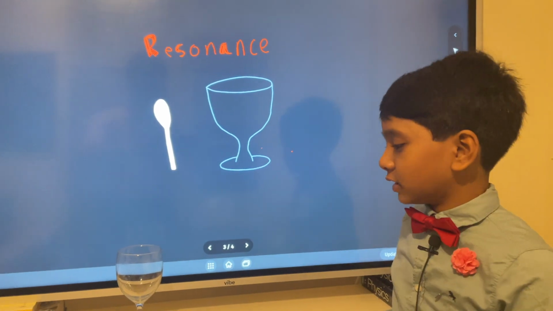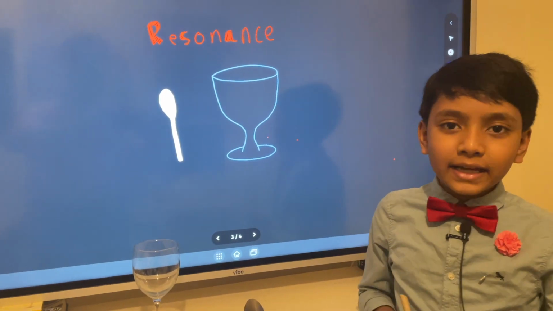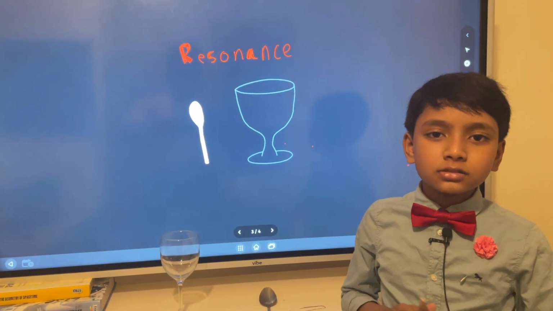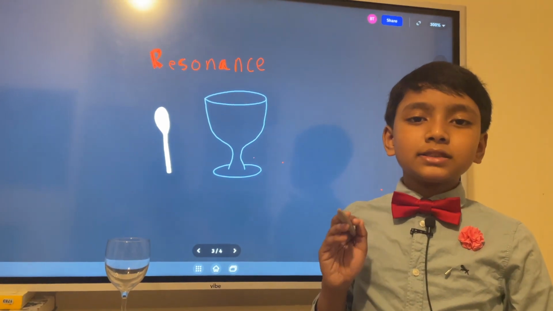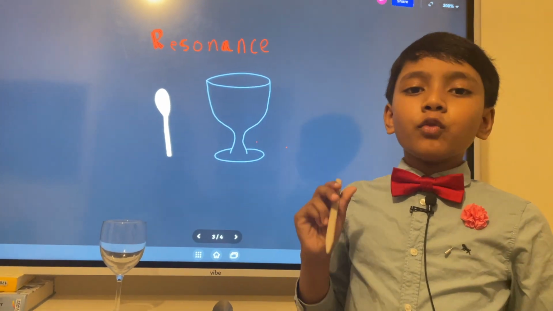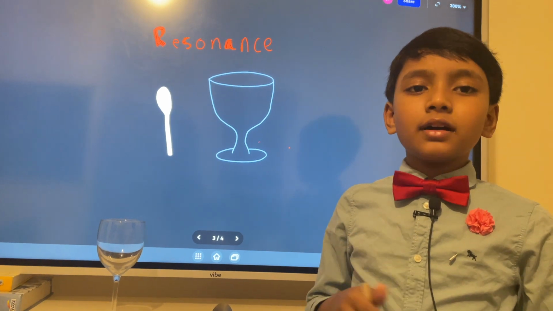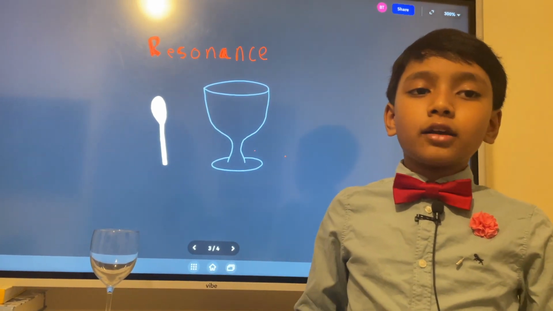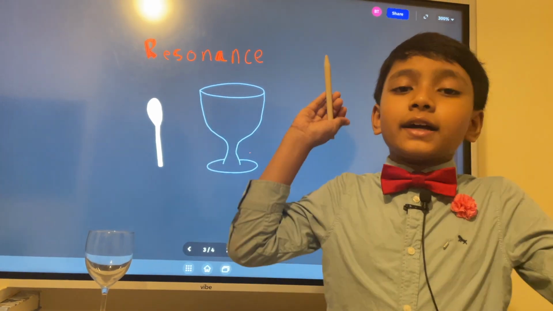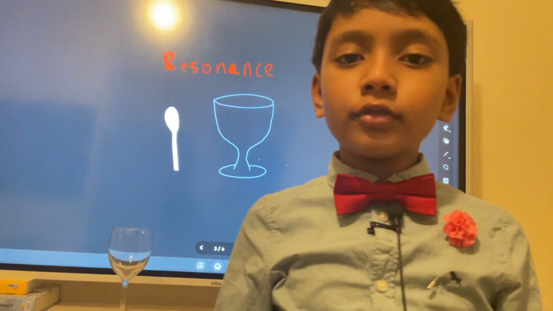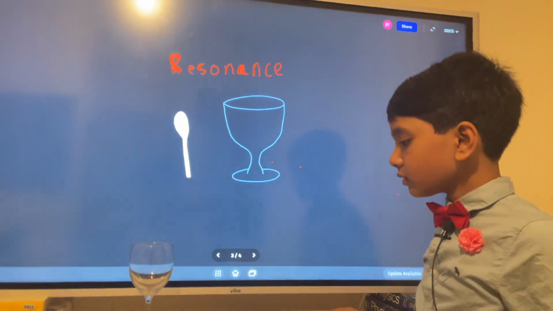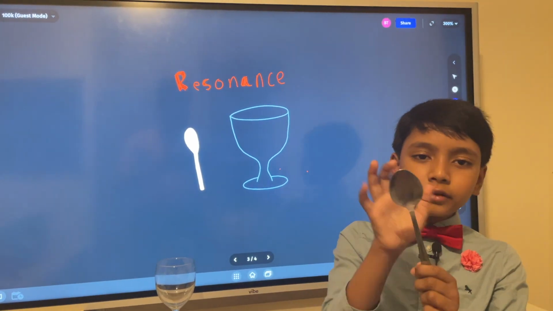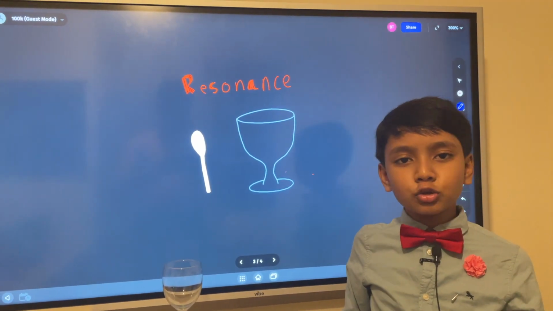The way that you hit things. So the formal definition of resonance is when one external system or vibration forces another system, completely unrelated, to vibrate at a greater amplitude and a specific natural frequency. So the spoon over here is our external system or external vibration.